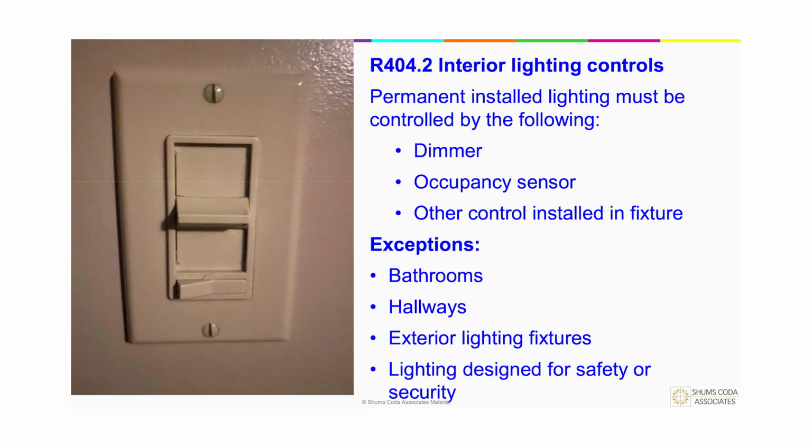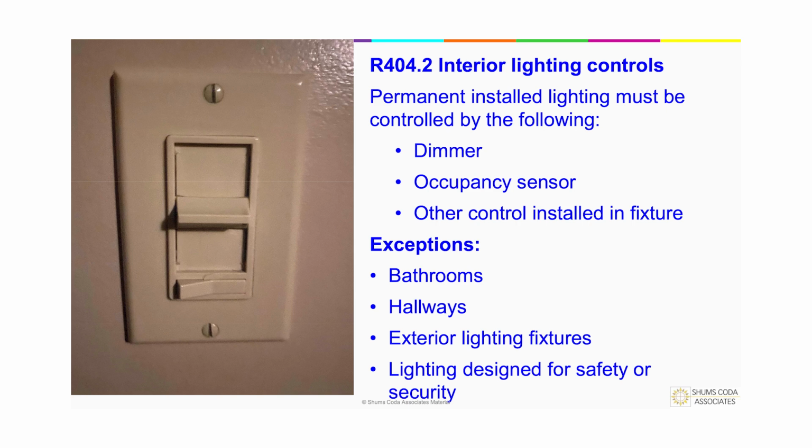Now, there are some exceptions here. Bathrooms are not included. Hallways are not included. Exterior lighting fixtures, but don't be worried, it has its own section. That's why it doesn't have to comply here. And then lighting designed for safety or security. So when they talk about lighting designed for safety or security, this is not, I need lighting on the stairs because Hope is a klutz and we don't want her in her own home to trip up the stairs to go to the bedroom.